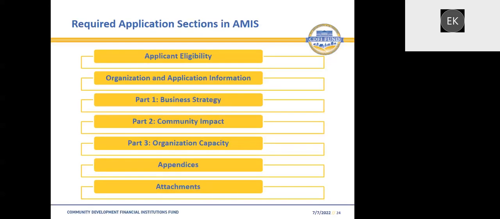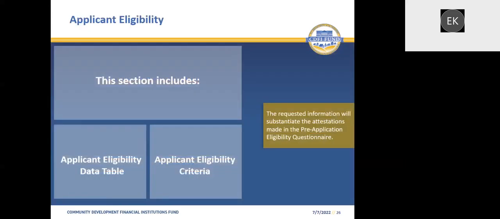Required application sections in AMIS: applicant eligibility, organization and application information, Part 1, business strategy, Part 2, community impact, Part 3, organization capacity, appendices, and attachments. Applicant eligibility. This section includes applicant eligibility data table and applicant eligibility criteria. Please note the requested information will substantiate the attestations made in the pre-application eligibility questionnaire.